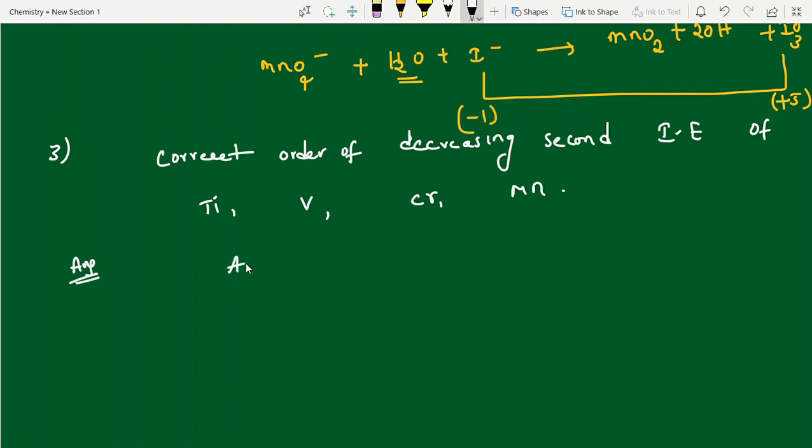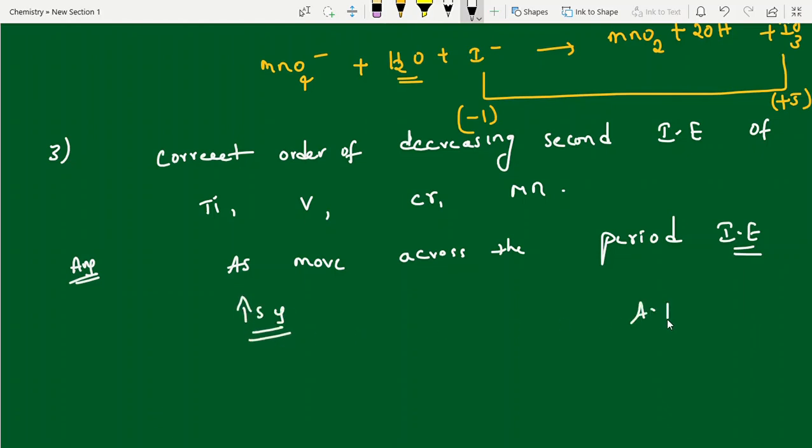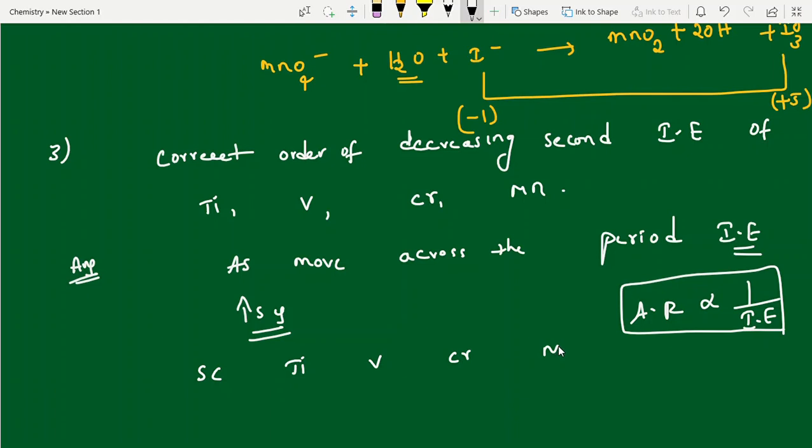As we move across the period, students, what happens? Ionization energy increases. Why? Because atomic radius decreases. Atomic radius decreases means ionization energy increases. First, we have to list out these elements in the correct order. So first, who will come? Scandium, next to titanium, vanadium, chromium, manganese. In our list, titanium, vanadium, chromium, manganese is there.